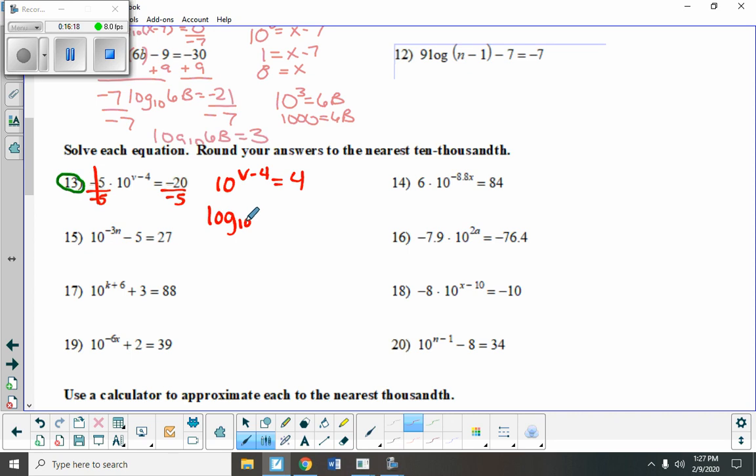So log base 10 of 4 equals v minus 4. Okay, I just used my pattern there. And in the calculator, we can type in the log of 4, which is 0.6, and that equals v minus 4. And then to get v by itself, we'll add 4 to both sides. So we end up with 4.6 equaling v.